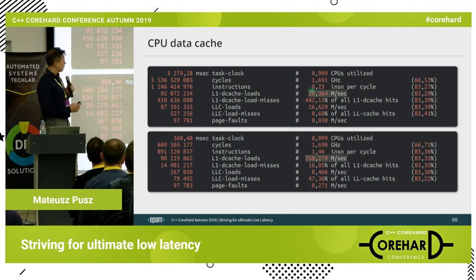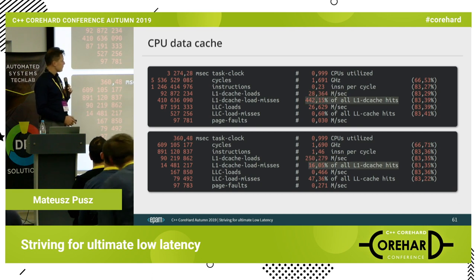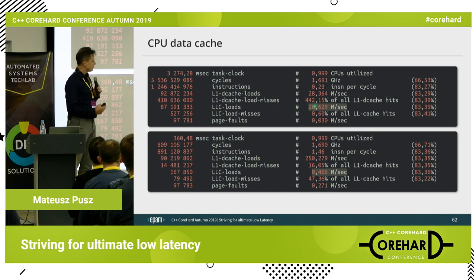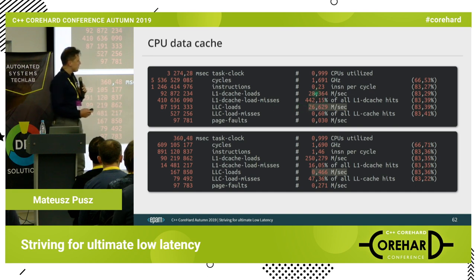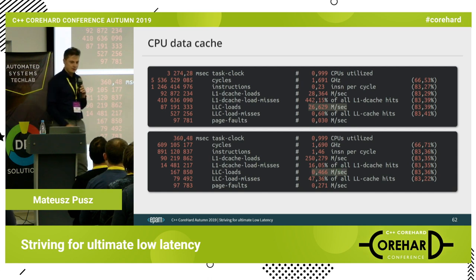This is the bandwidth or throughput of the L1 memory, the L1 cache, the smallest one, the fastest one. Only 28 megabytes per second here. And this one is 250 because nearly everything is found there. This is the number of cache misses of L1 cache. This is the number of loads from last level cache. The same amount of data is loaded from the L1 cache as from the last one. In this case, there's nothing left there because everything is in the smaller, lower caches.